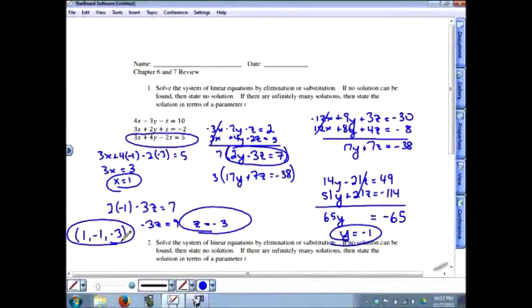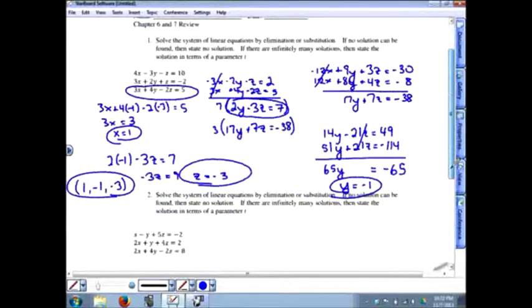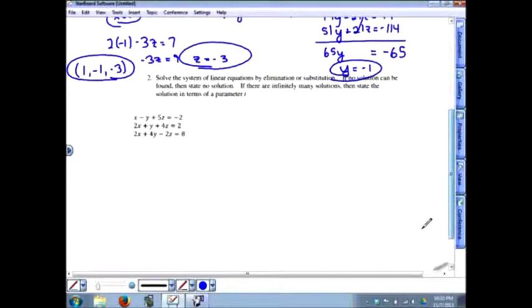Alright, question 2. Same type of thing, a system of equations, 3 variables, 3 equations. So we approach it the same way. Notice right off the bat, right here we have a -y and a positive y, so adding equation 1 to equation 2 would result in 3x, y's cancel, 5z plus 4z is 9z, -2 plus 2 is equal to 0.